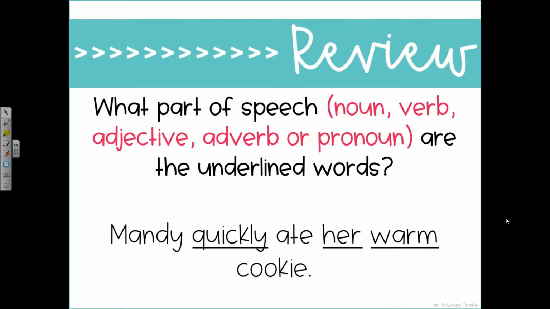Let's look at another sentence. Mandy quickly ate her warm cookie. Well, quickly, there's that ly ending. That should be a signal to you. Quickly is describing how she did something. That is an adverb. Mandy quickly ate her. Her is a word replacing her name. So her is a pronoun. And here's my favorite again, warm cookie. Warm is describing what kind of cookie. So here, warm is an adjective.